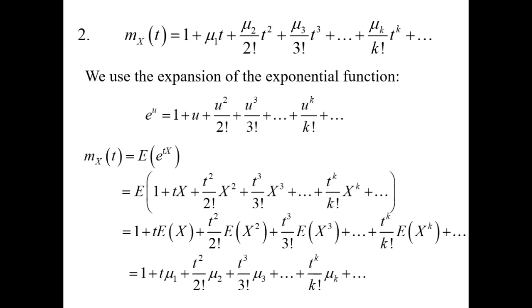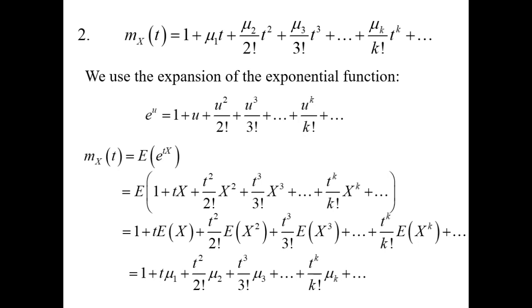This is equal to 1 plus t mu1 plus t square by 2 factorial mu2 plus t cube by 3 factorial mu3 plus etc., plus t raised to k by k factorial mu k plus etc. That means from this moment generating function we will get all the moments by comparing the coefficient of t raised to k by k factorial. The coefficient of t raised to k by k factorial is the kth moment. That is, this function generates all the moments, hence the name moment generating function.